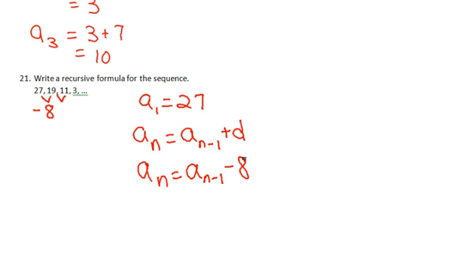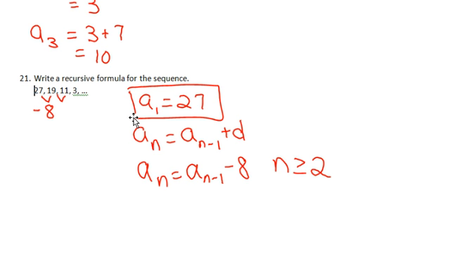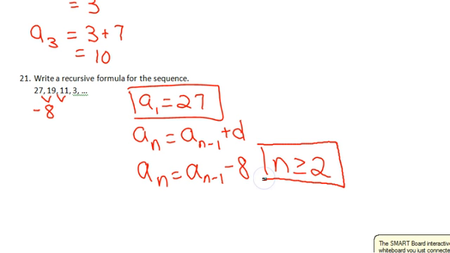You then have to say what your limitations are for N. And for these, they're pretty much always the same. N has to be greater than or equal to 2 because this is for the second term on. So this is the part, again, I didn't stress in class, but hopefully you are paying attention and actually watching the video. So you do need to include those 2 things when you do this type of question on your test. What is the first term, and then what is your restriction for N?